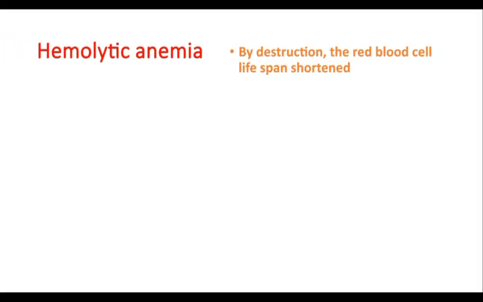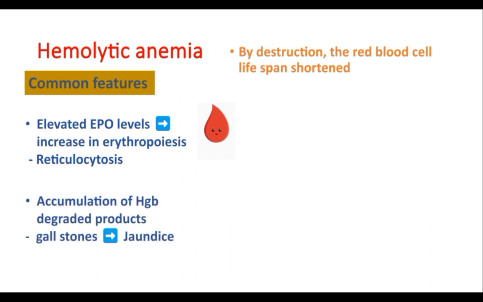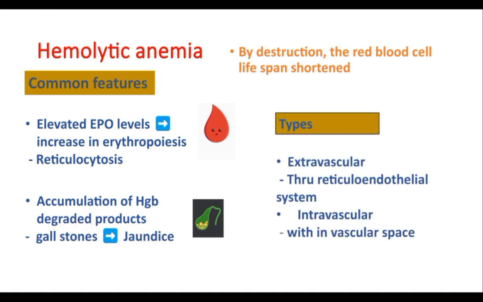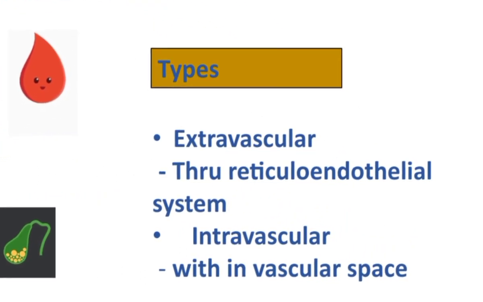What are common features of hemolytic anemia? First, elevated erythropoietin levels to compensate for the RBC breakdown lead to erythropoiesis and reticulocytosis. Second, accumulation of hemoglobin degraded products such as bilirubin plays a crucial role in the development of gallstones and subsequent jaundice. Types of hemolysis, not of hemolytic anemia: extravascular, navigating the reticuloendothelial system, and intravascular, confined within the vascular space.